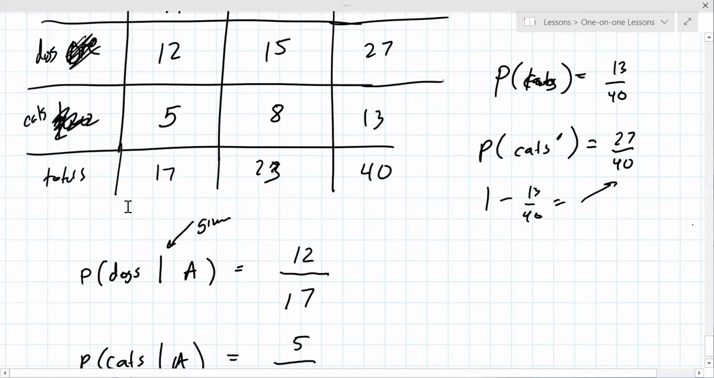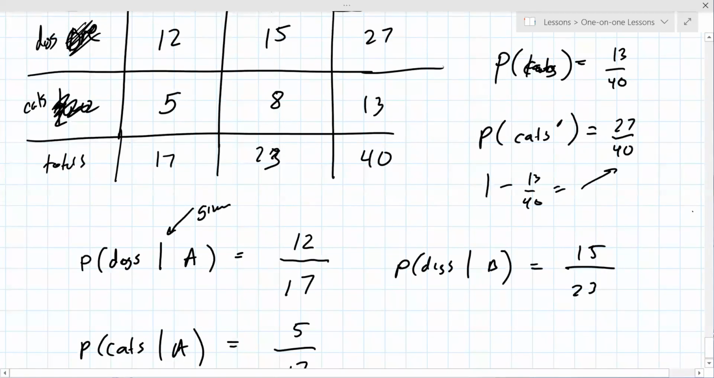What's the probability of dogs given B? How many B's are there? 15 over 23. Okay. And then I could ask you the probability of cats given B. 8 out of 23. Okay.